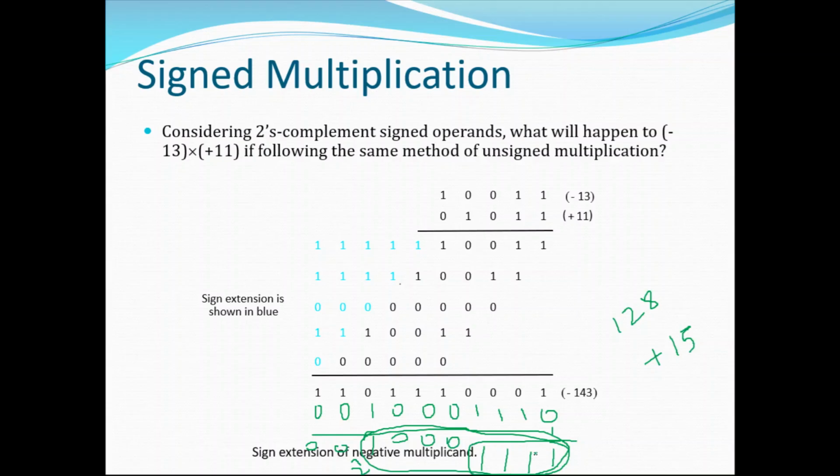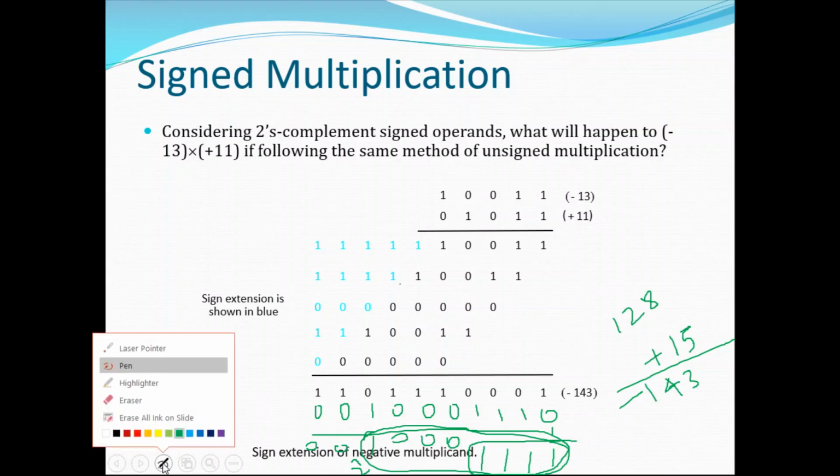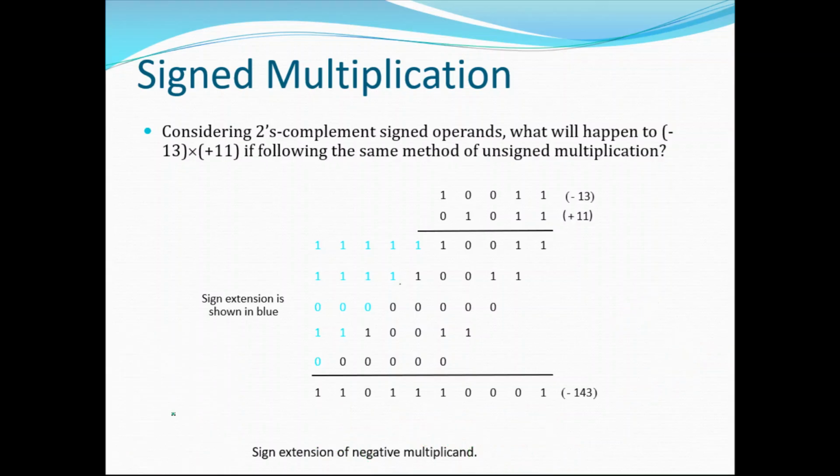This is 2 to the power 1, that is 2. This is 2 to the power 2, that is 4. This is 2 to the power 3, that is 8. 8 plus 4, 12. 12 plus 2, 14. 14 plus 1, 15. So 128 plus 15 is 143. But this is a negative number because it's a 2's complement representation. So this is how we multiply when the multiplicand is negative and the multiplier is positive.